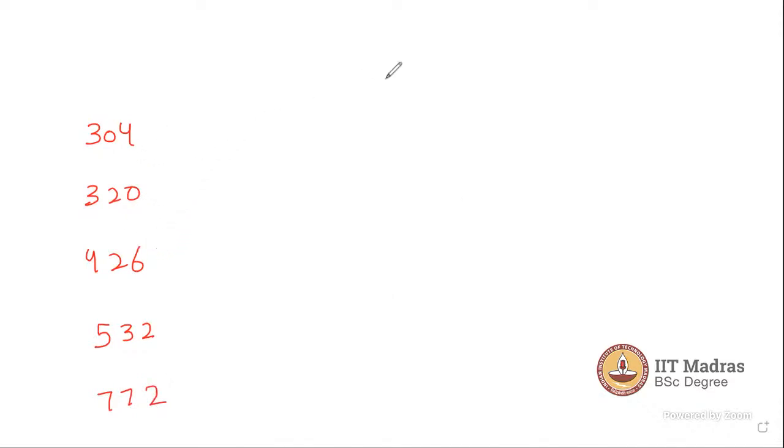For that, I just look at the last two digits. See here, it's 04. 04 is divisible by 4. Yes, it is divisible by 4. So I can say that the whole number 304 will be divisible by 4. You can also check it, like 4 times 76 is 304.